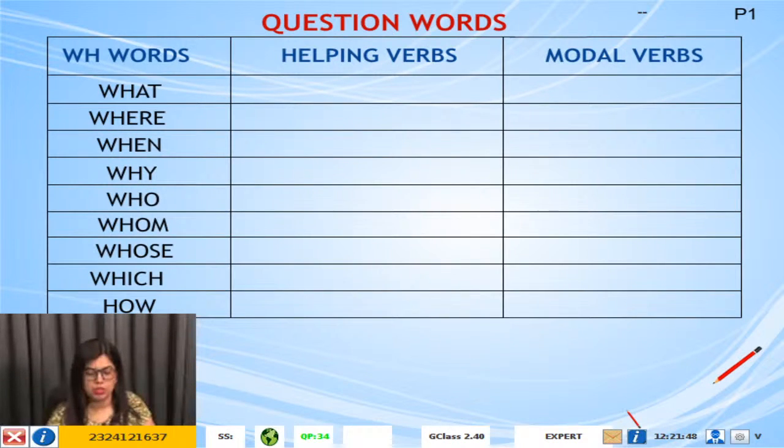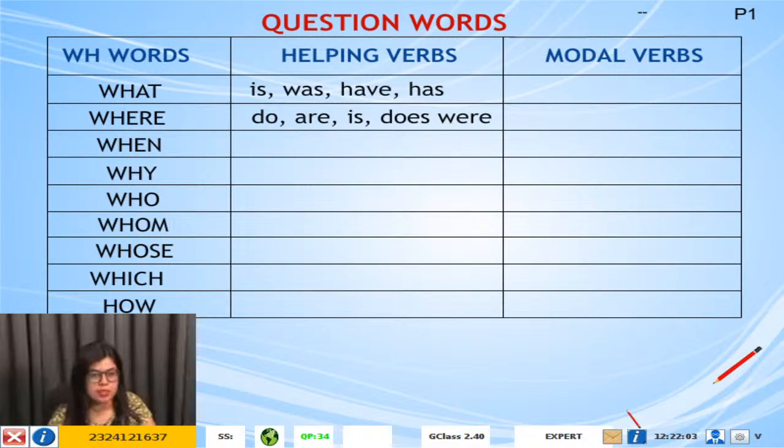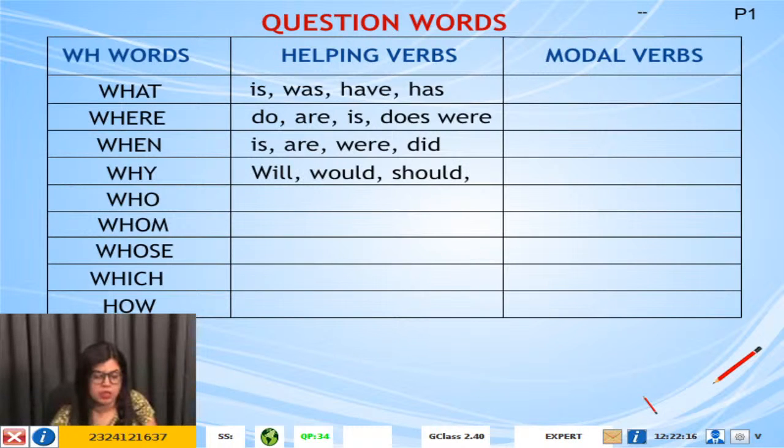Now let us look at these helping verbs. The helping verbs are is, was, have, has. With the question word what, we can use these helping verbs. Then do, are, is, does: with the question word where, we can use these helping verbs. Then is, are, were, did: with the question word when, we can use these helping verbs. Will, would, should: with the question word why, we can use these helping verbs.